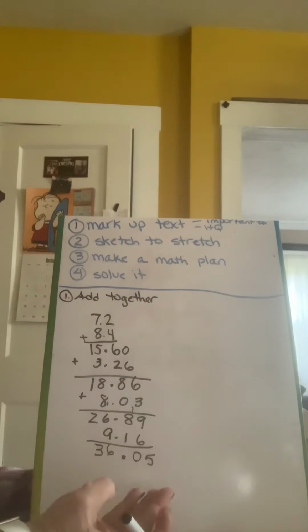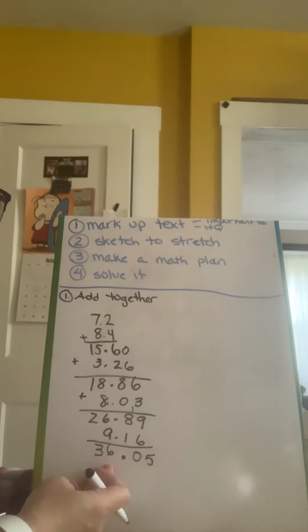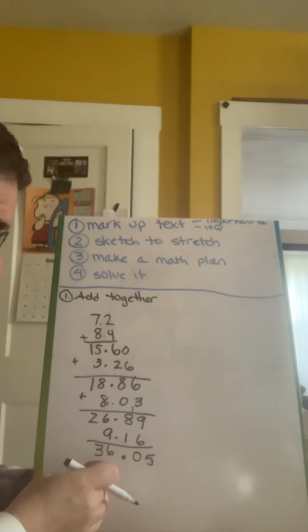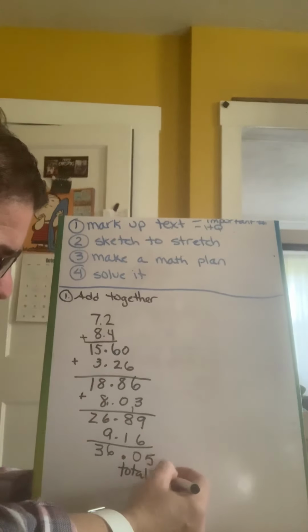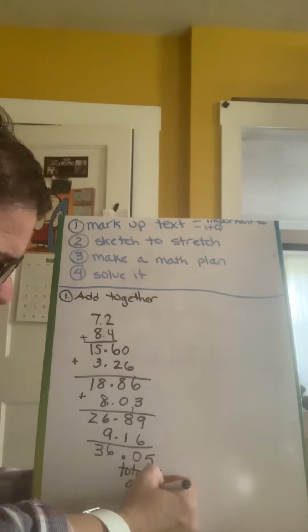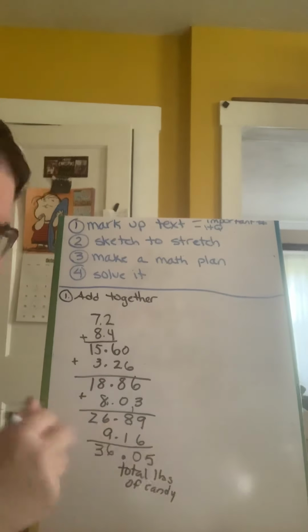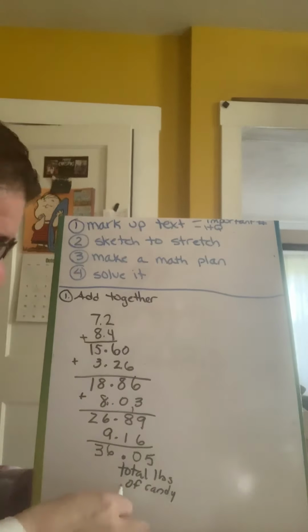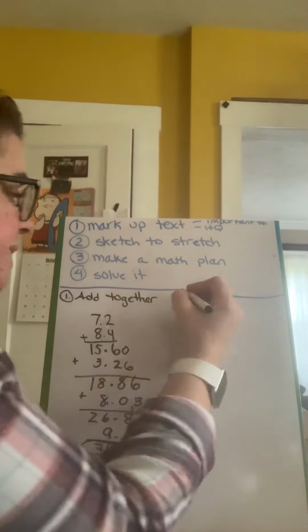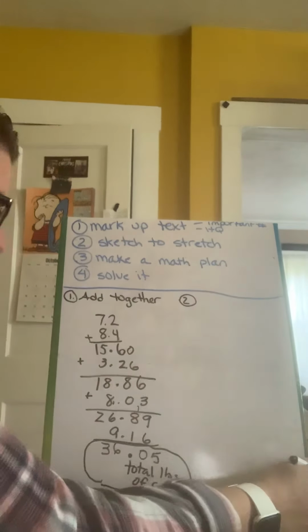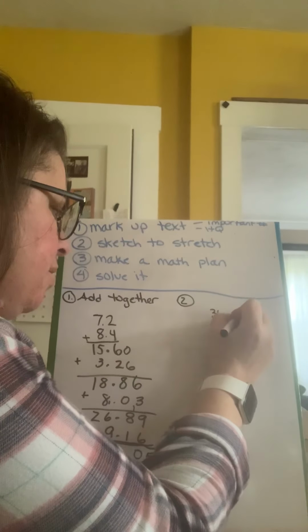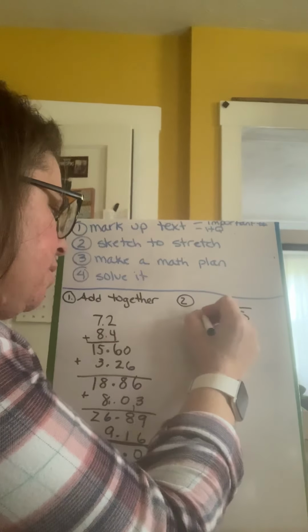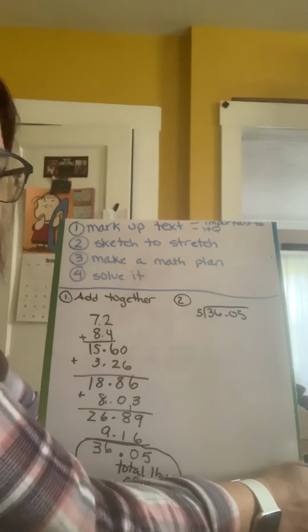36.05, what? Let's give it a label. We know it's not the final answer yet, but let's give that bit of information a label. Total pounds of candy. Okay, and I'm going to circle it too because it needs to stand out a little bit. Now our second part of our plan was to divide that number by 5. Because we had 5 kids that were splitting the amount.